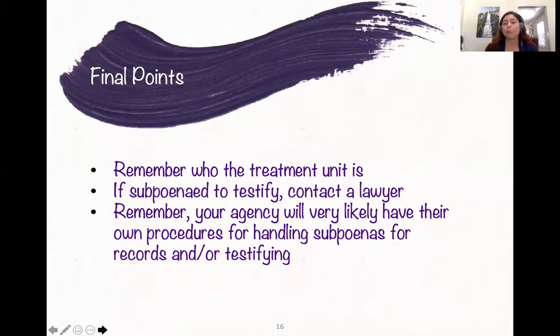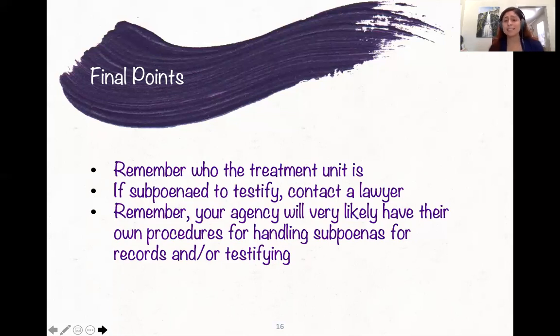Some final points. Remember who the treatment unit is. The treatment unit holds confidentiality and the treatment unit holds privilege. So for a release of information with confidentiality, everyone in the treatment unit has to sign it. For waiving privilege in the case of a court proceeding, everyone in the treatment unit must waive it. Otherwise, you're not permitted, right? With the exception, again, of a judge-ordered subpoena.